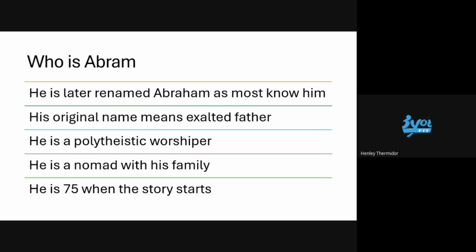These people had a practice of worshiping certain gods for each thing that they did. So for food, they had a food god. For rain, they had a rain god. If they wanted money, they had a money god. This is what it means that he was a polytheistic worshiper.